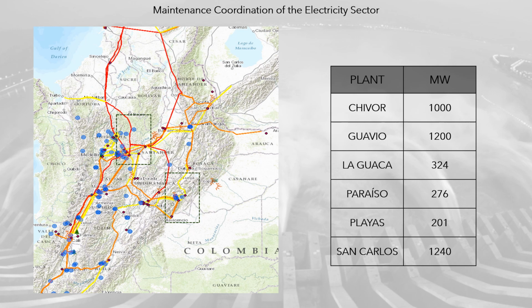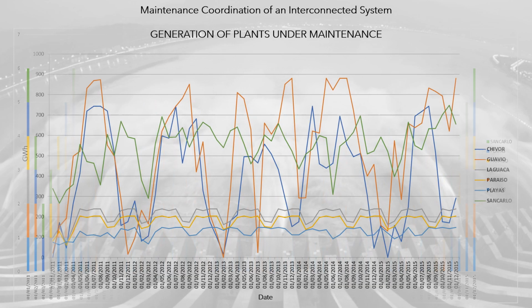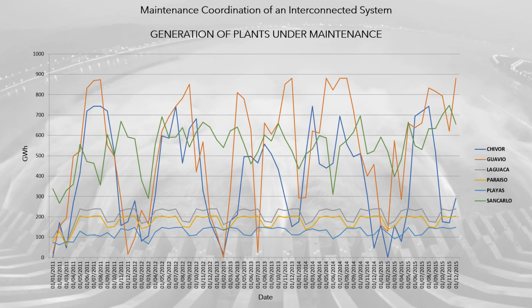In these results, it is possible to visualize the coordination of the maintenance of the larger generation plants of the Colombian interconnected system. As a result of the optimization model, the figure shows the availability of the generation plants, for each period of the planning horizon. The figure shows the generation of hydroelectric power plants for each period of the planning horizon.